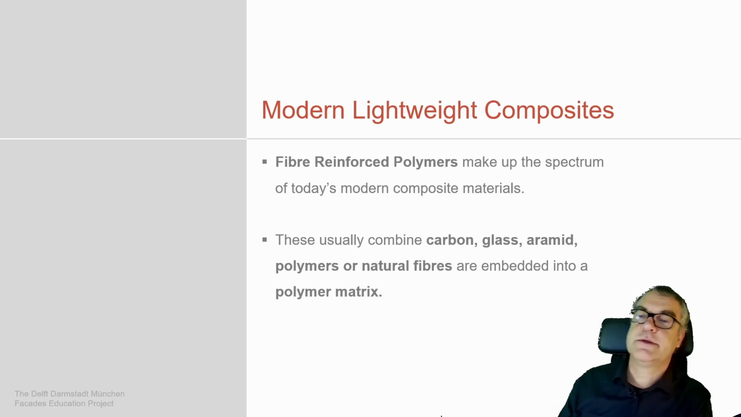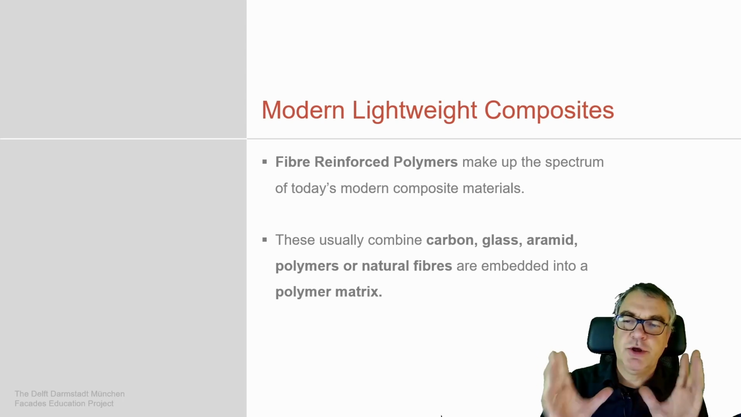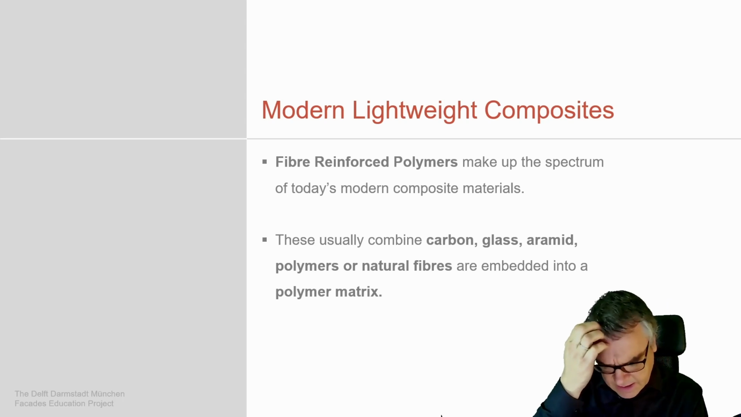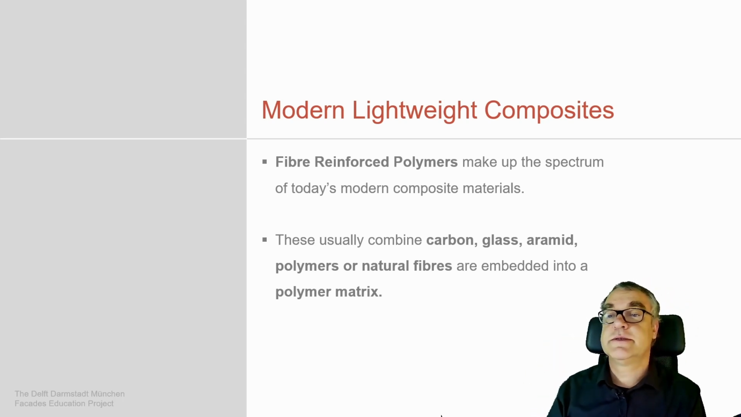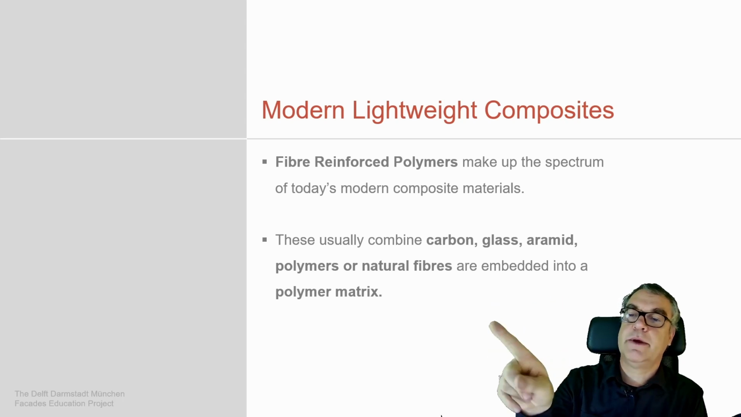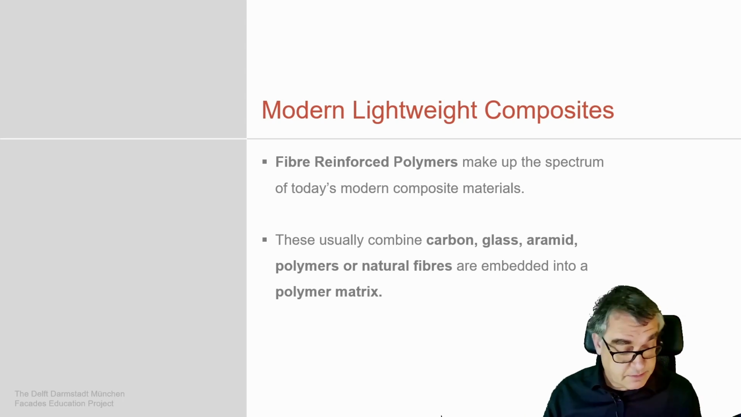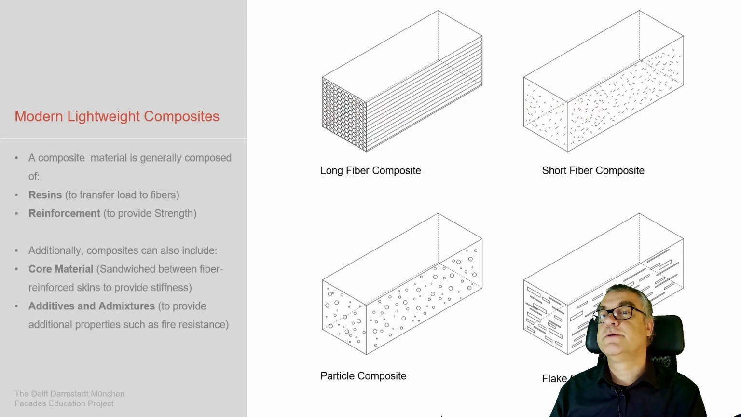Modern lightweight composites: fiber reinforced polymers. Fiber reinforced polymers are a typical modern composite, and they use resin; epoxy or polyester are very common resins. And then as reinforcing material, carbon, glass, aramid, polymers, or natural fibers are used as the stress-taking part of the composite.